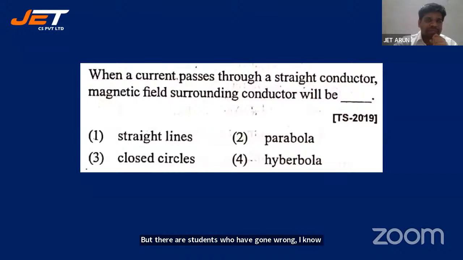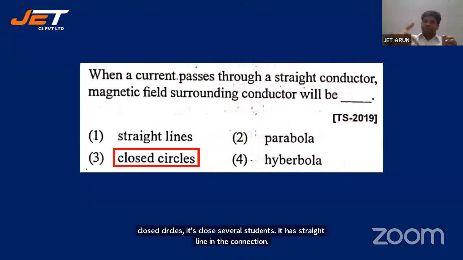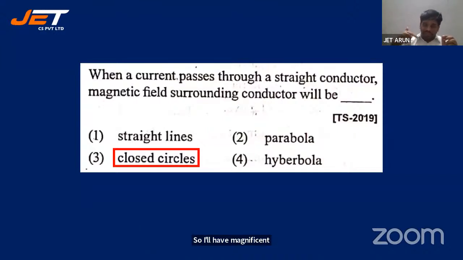Okay, let's look at the key, students. Closed circles. It's closed circle, students. In a straight conductor, if I put my thumb in the direction of the current, my fingers will curl in the direction of the magnetic field. So I'll have magnetic field lines as closed circles. You will do this mathematically in your intermediate sessions. But right now, all you have to understand is they are closed circles. Magnetic field lines are closed loops. And in the case of straight conductor, they are closed circles.